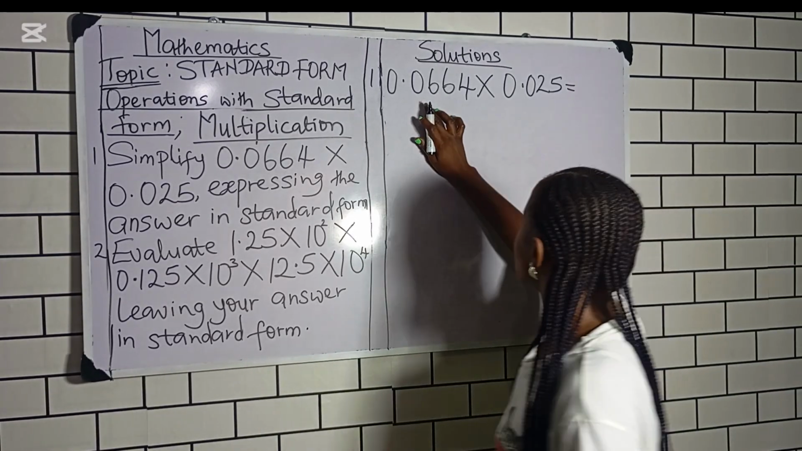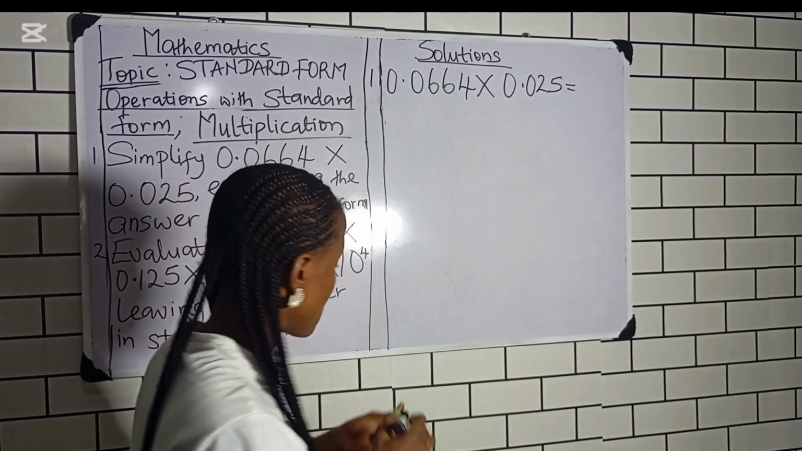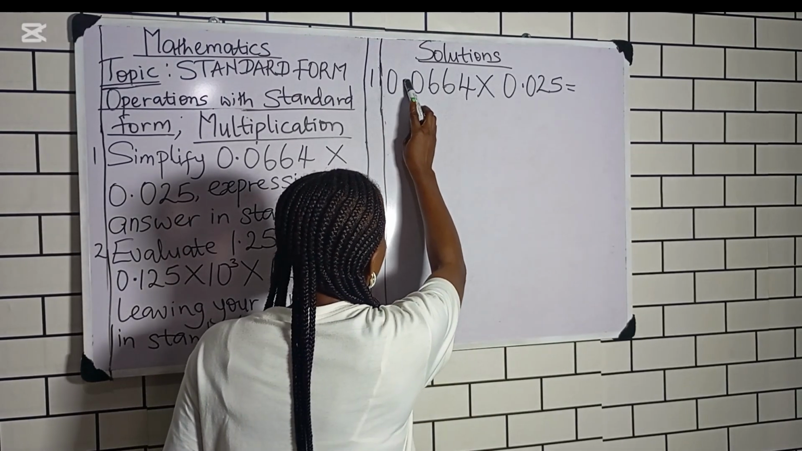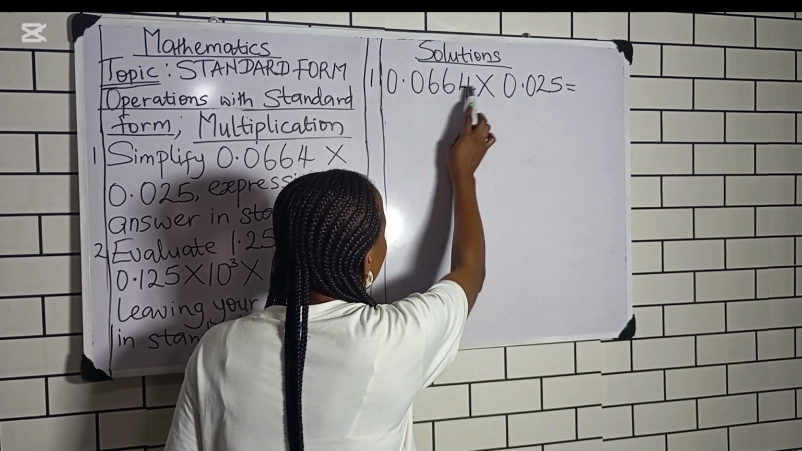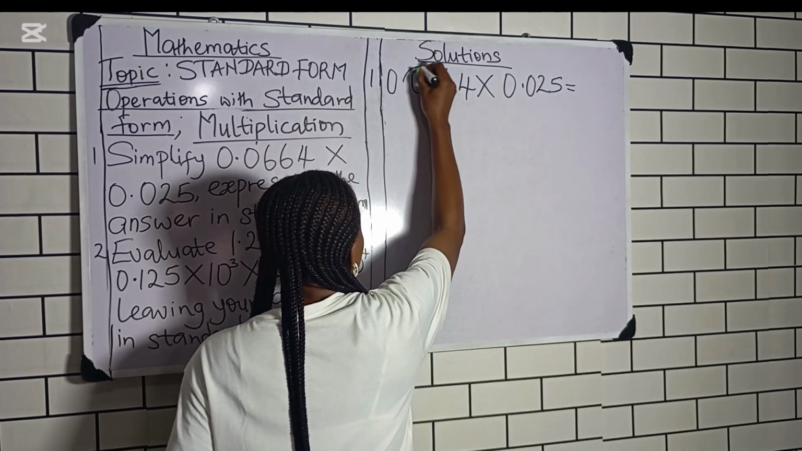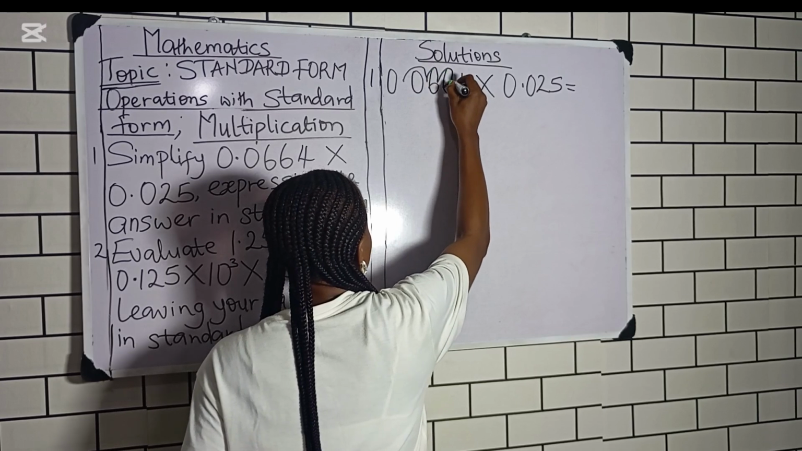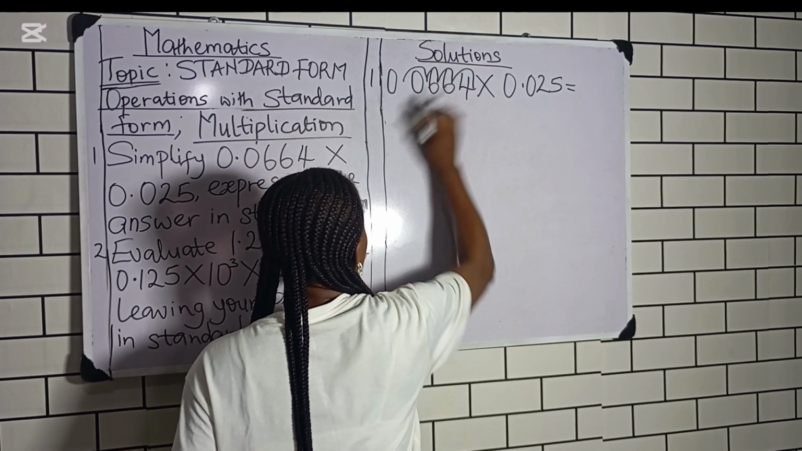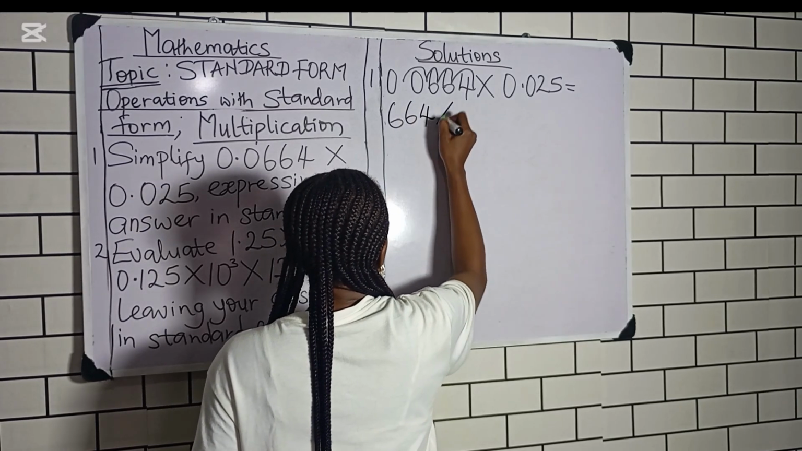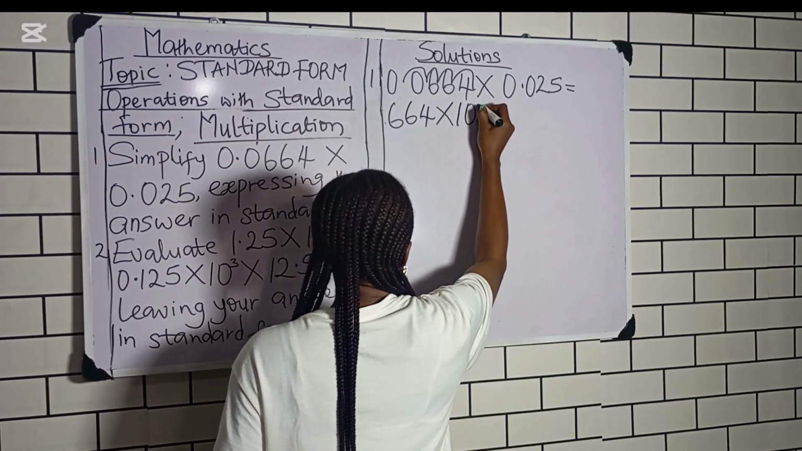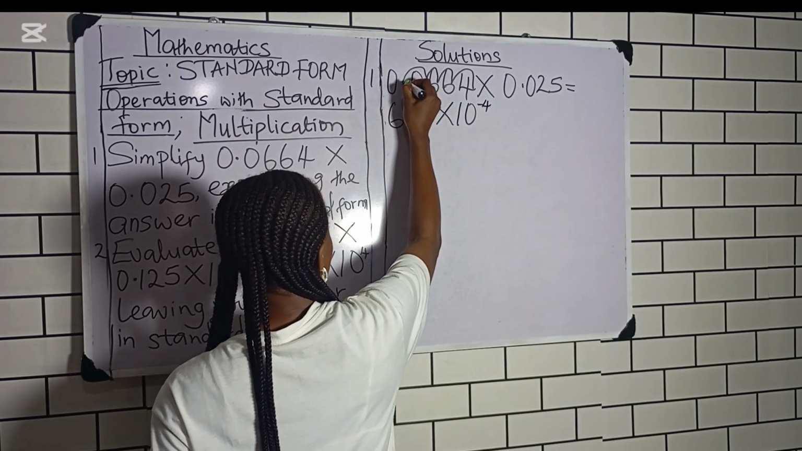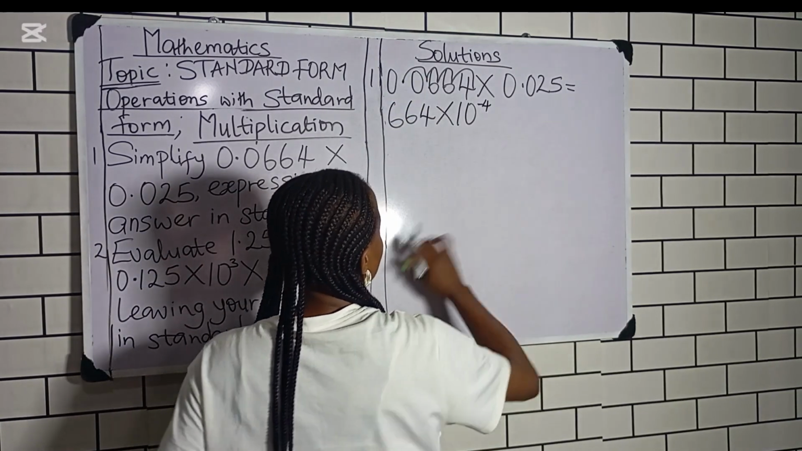Now, changing this to a whole number, we are going to bring our decimal point and place it after all the numbers. Here, we're going to count 1, 2, 3, 4. We're going to place our decimal point here. Now we have 664 times 10 raised to power minus 4, because we counted from the left to the right.